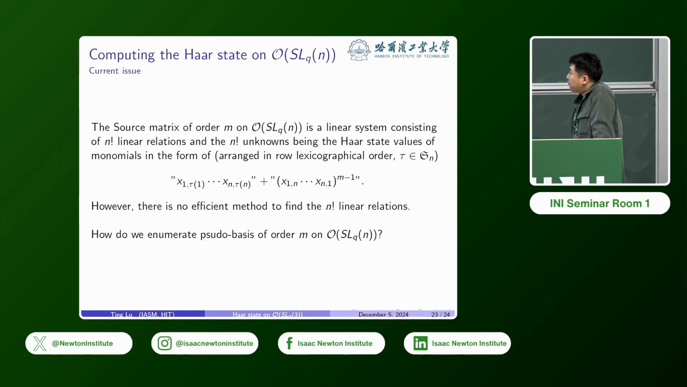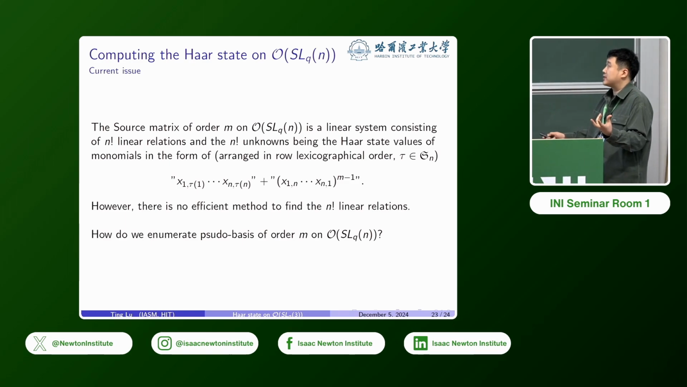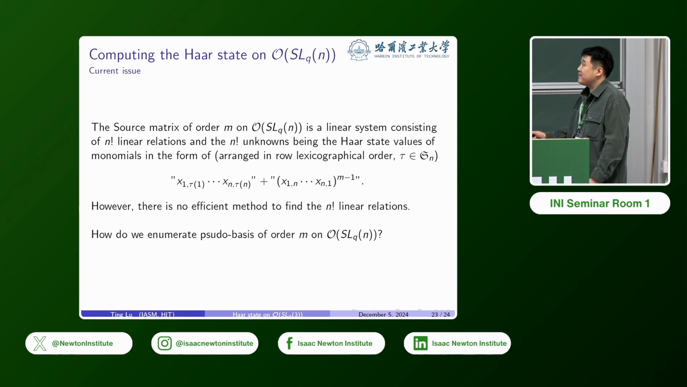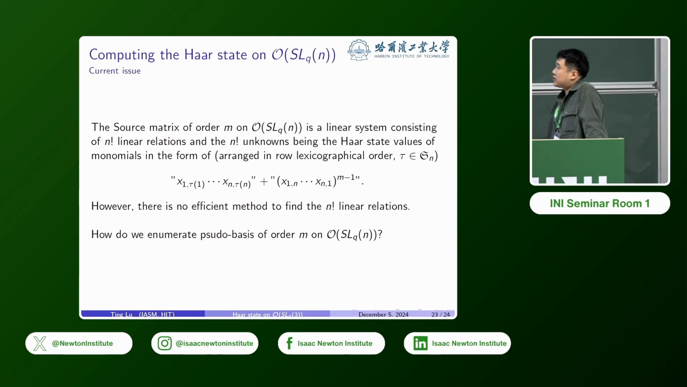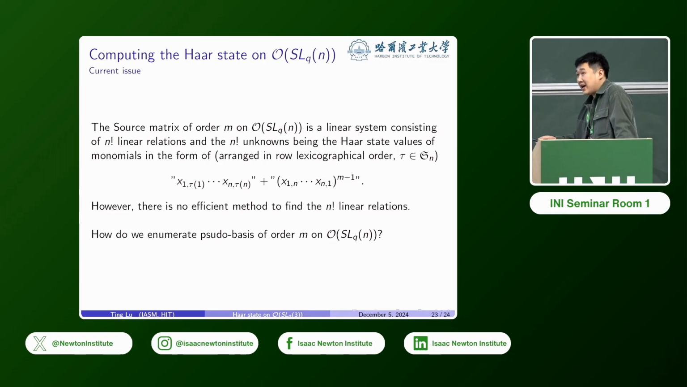Yeah, I still have a few minutes. So let me finally make a comment on computing the Haar state on more general spaces. It is still possible to construct the source matrix for any n. But the problem is that in larger n, there will be n factorial many linear conditions in my source matrix. And for now, I do not have a very efficient method to compute those linear relations. I can just do them one by hand.